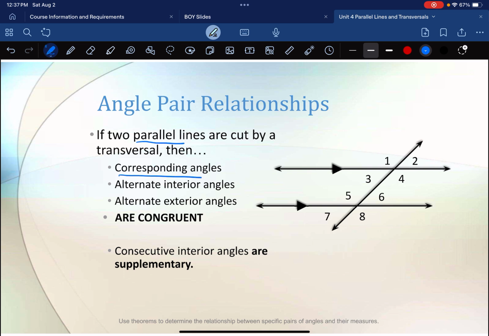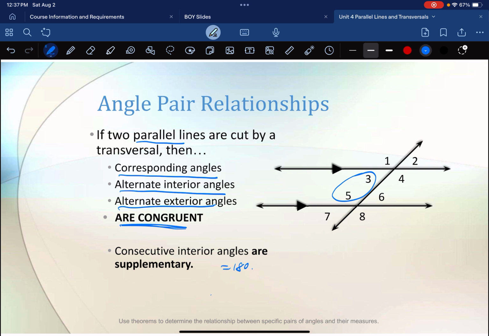The corresponding angles, like 1 and 5, alternate interior angles, like 3 and 6, and alternate exterior angles, like 2 and 7, are congruent pairs. The consecutive interiors, like 3 and 5, are supplementary. They make 180.